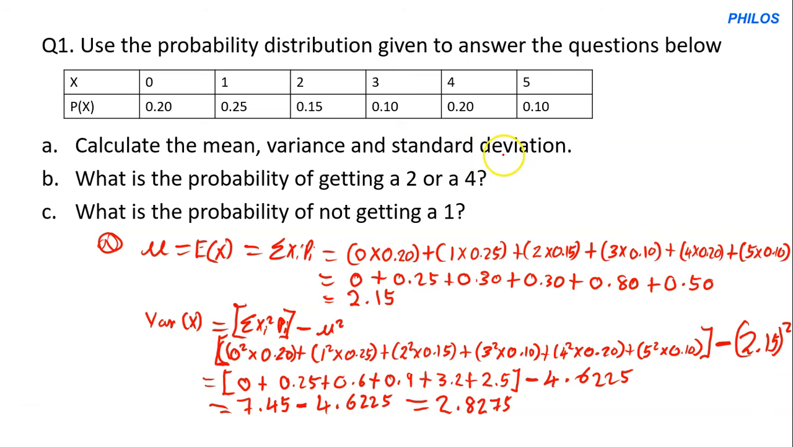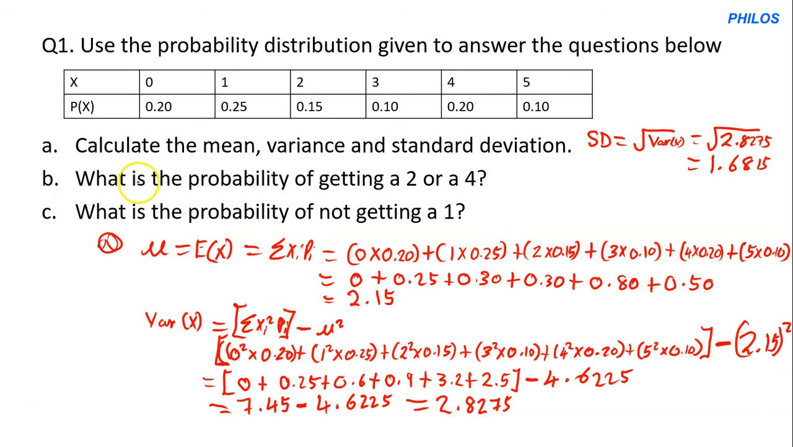To get a standard deviation is always equal to the square root of variance. So if we know the variance to be 2.8275, then the standard deviation will be square root of 2.8275. And square root of 2.8275 will give us 1.6815. So that is the answer to question A.